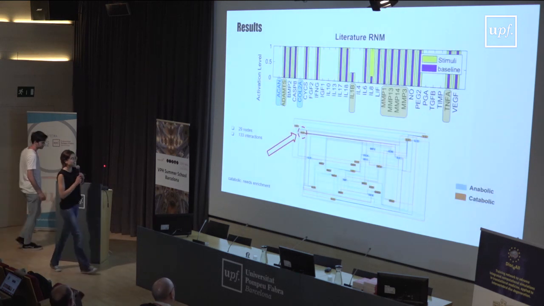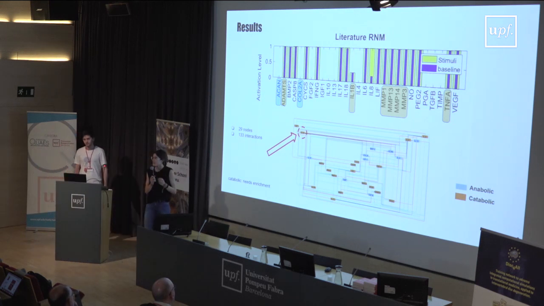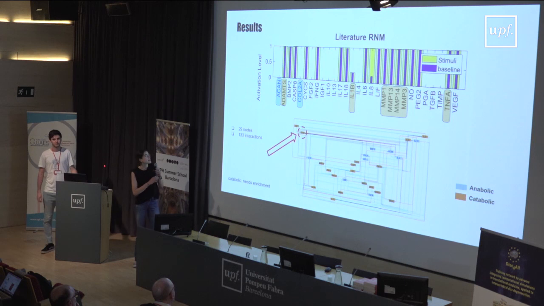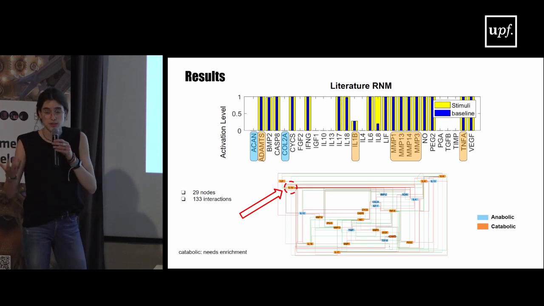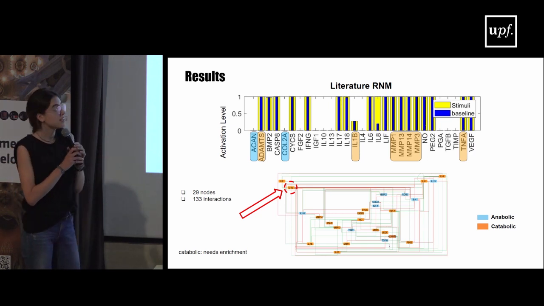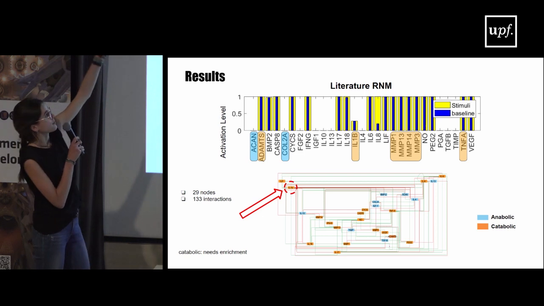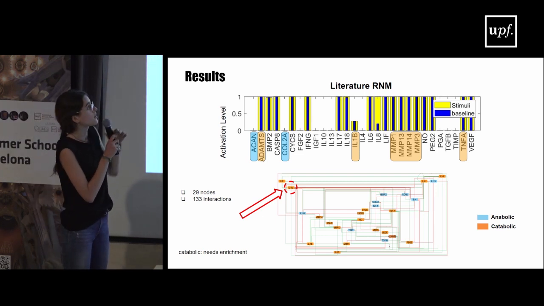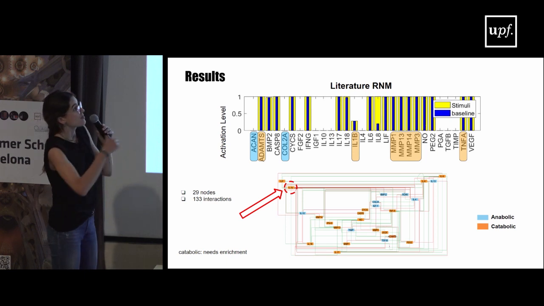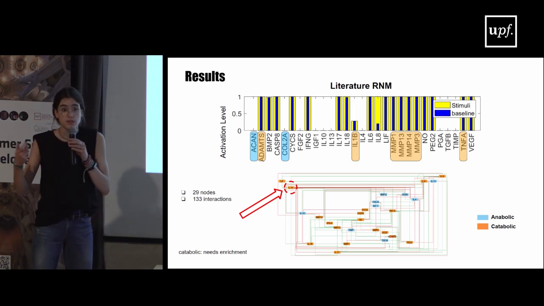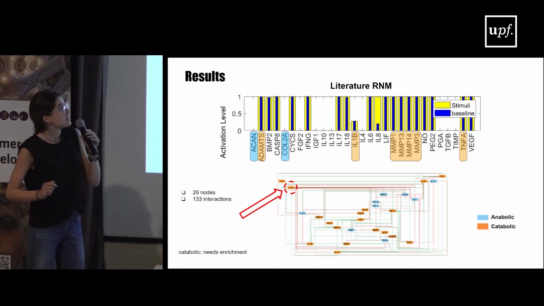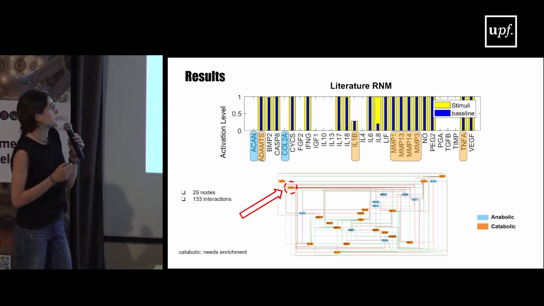Okay, let's see the results. Here in the lower image, you can see the topology pattern of the network. We had 29 nodes, so 29 molecules, and 133 interactions. Moreover, more interactions in one node means it's a more important node. In the upper image, you can see the baseline, as already mentioned, so the steady state of the network in blue. And moreover, to check that our network worked well, we stimulated it with pro-inflammatory molecules in order to see that the results were the expected ones.